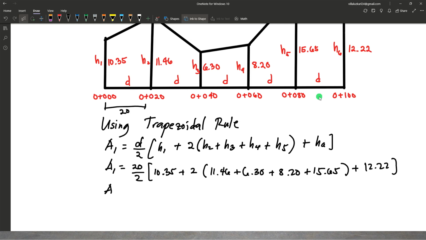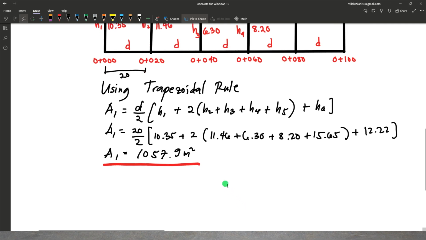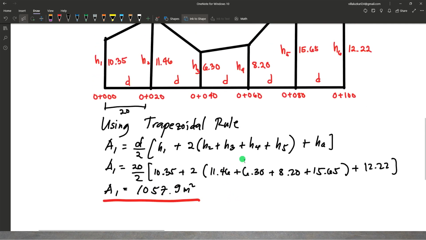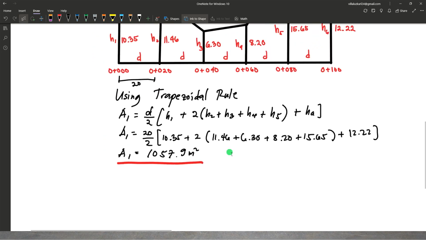Okay, computing all that, we have 1057.9 square meters. Okay, that's your cross section area. Okay, how about Simpson's one-third rule?